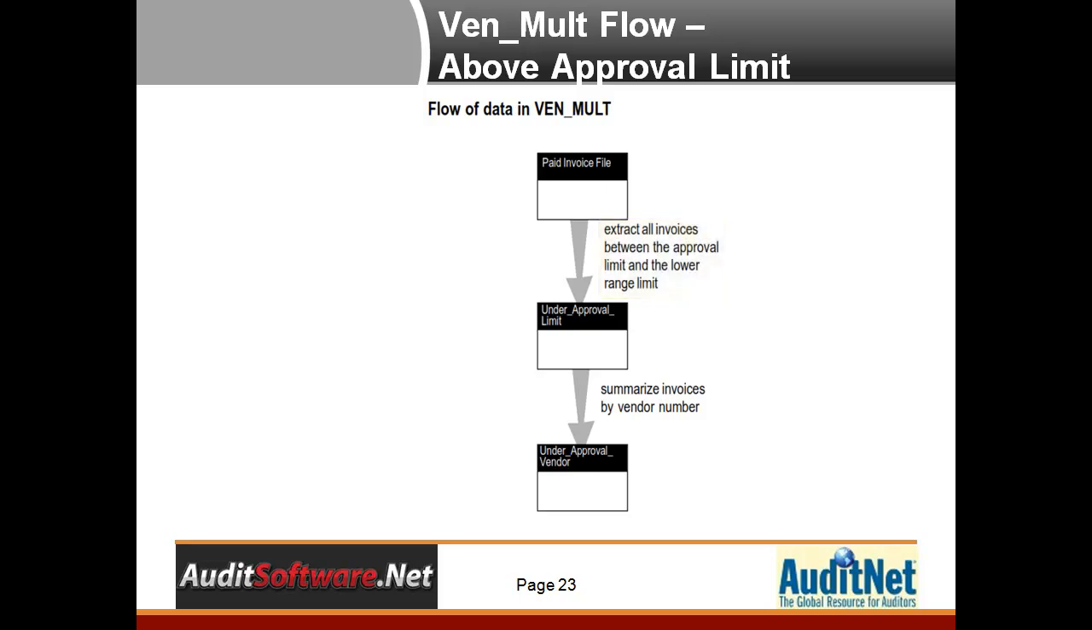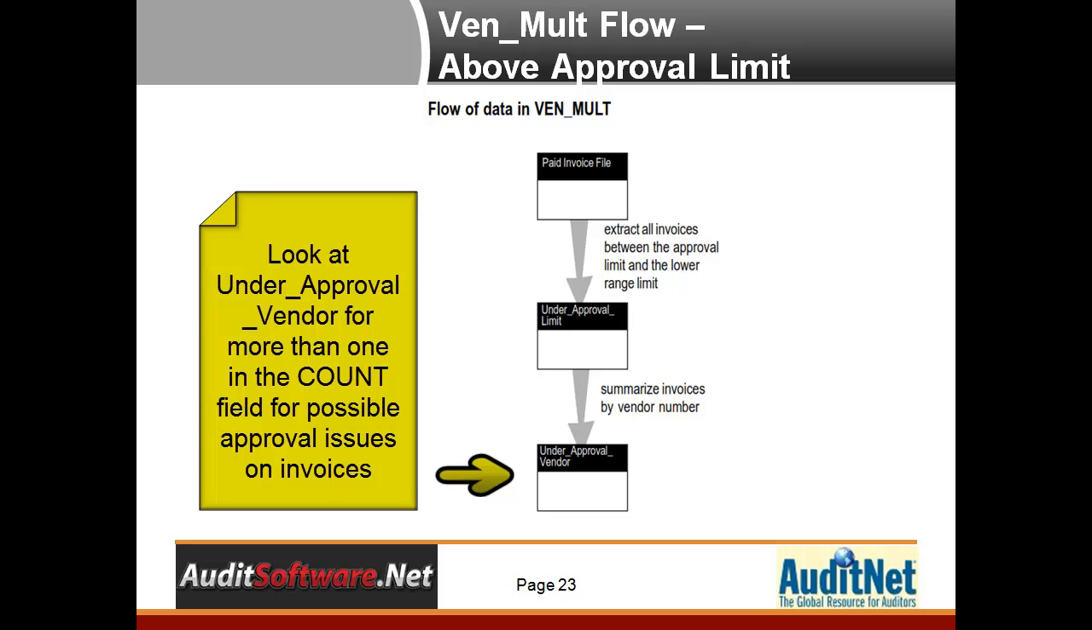And then we're going to summarize those invoices by vendor number to the under approval limit file, at which point we could filter that file and look for items that are over, let's say, 5 or 2 or 3. It depends how many you care to look at, but in essence, if it was $9,999, if there were 2 of them, a person was trying to buy something maybe larger than $20,000 or close to it. In some cases, I've seen as high as 20 that have been added together.